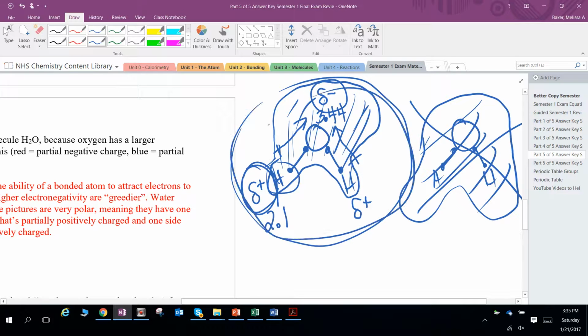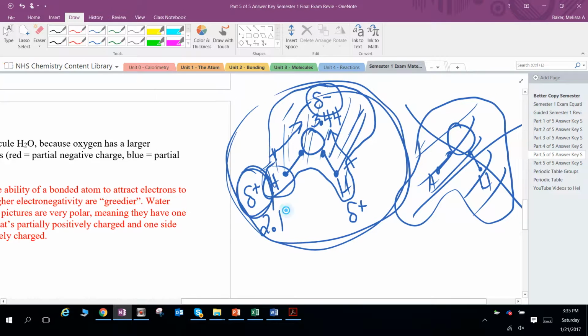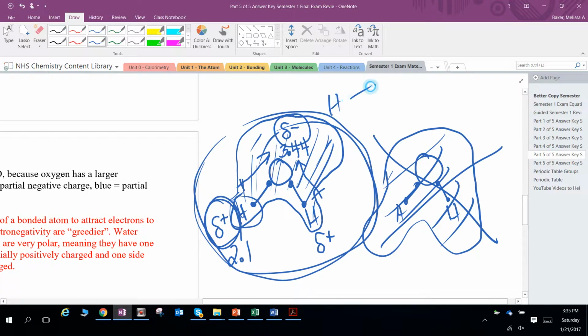And that makes these molecules really love each other because another oxygen nearby will be attracted. With another water molecule, the hydrogen of one will be attracted to the oxygen of another.